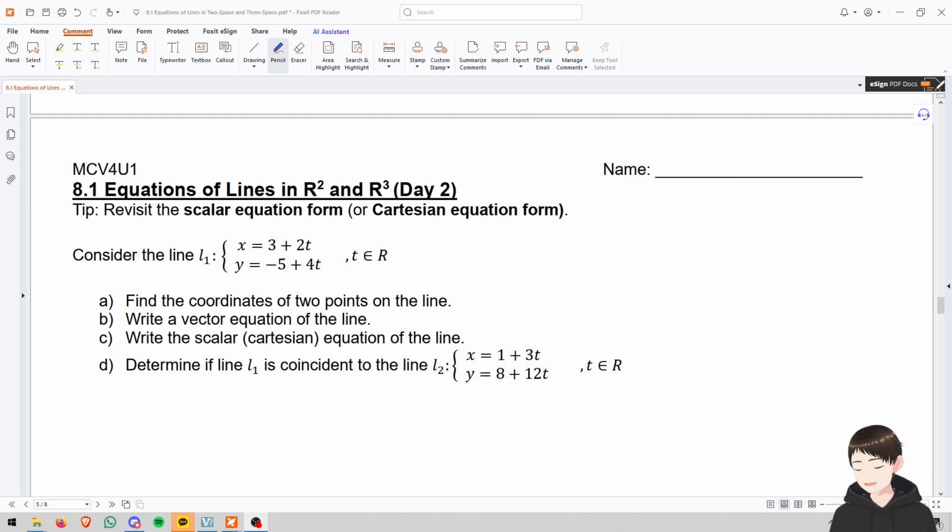Welcome to video number 2. So this is part 2 of 8.1, equations of lines in R2 and R3. That's 2D and 3D. I'm going to go about trying to explain this because it's the same concept.